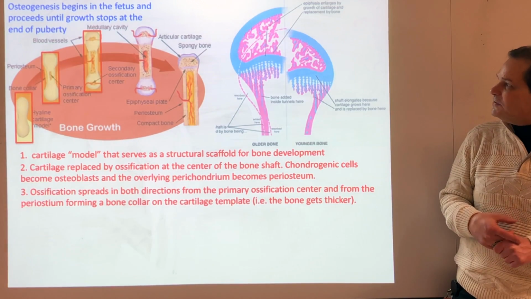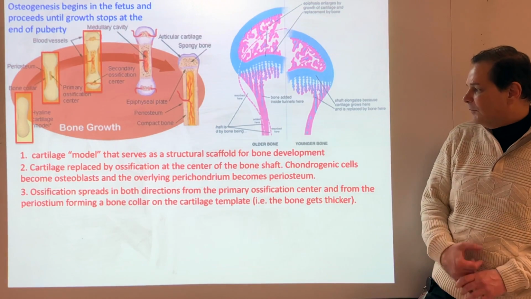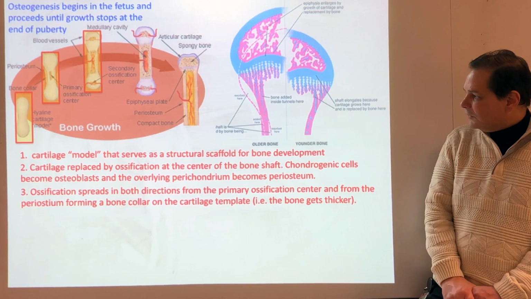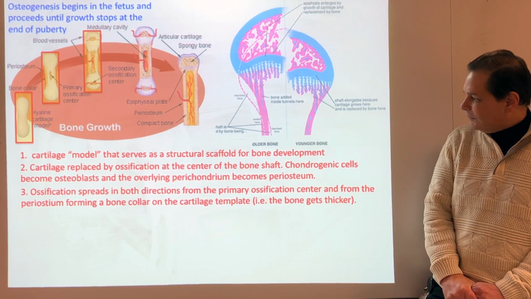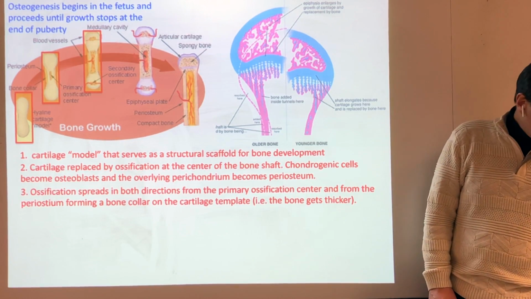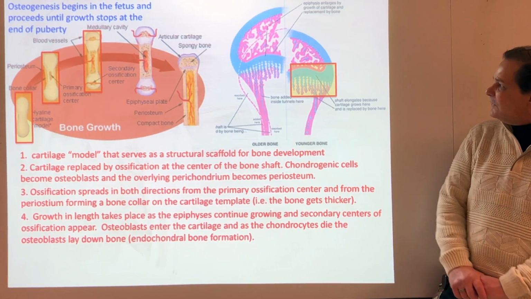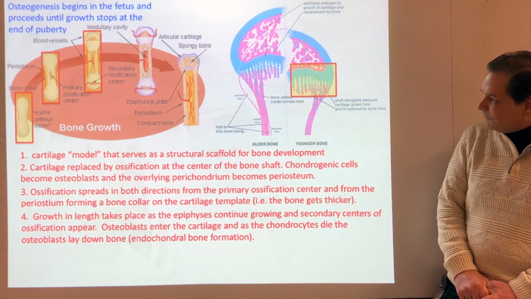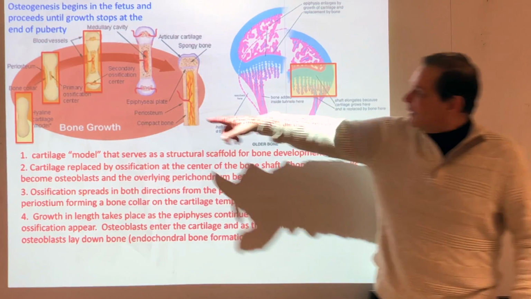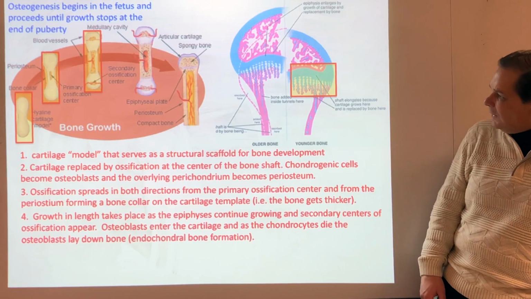The ossification just takes place as you move in both directions toward the ends. And again, the periosteum lays down bone around that cartilage template, and you thicken that bone as you make it longer. And then you have a secondary ossification center that forms, and you start to get growth in length from the ends right here at what will be the epiphyseal plate. Okay.